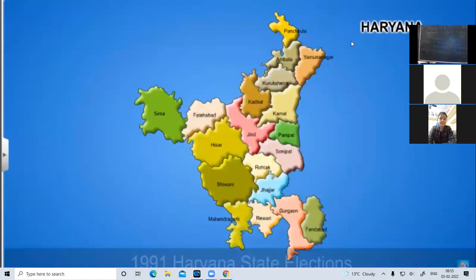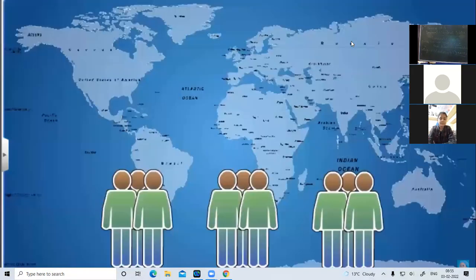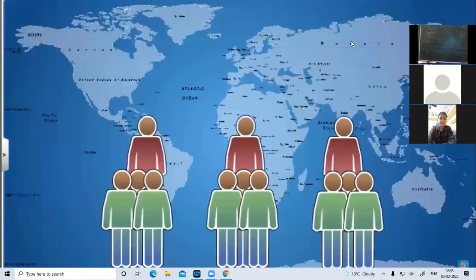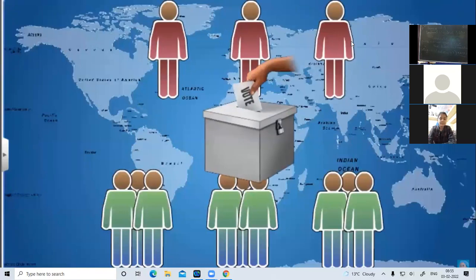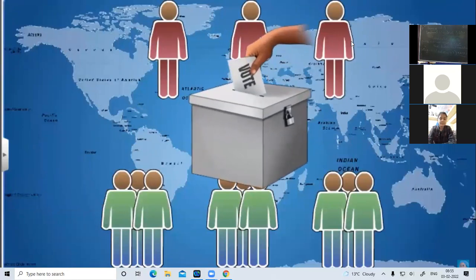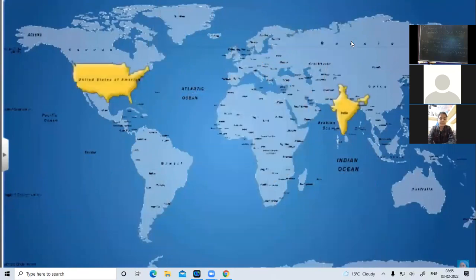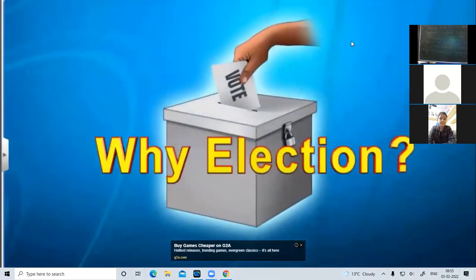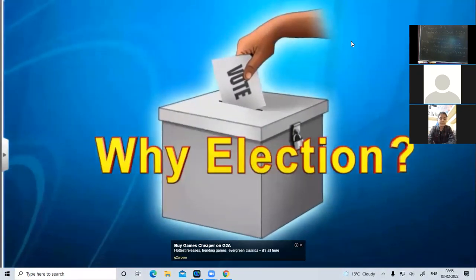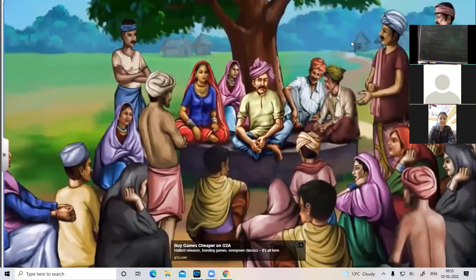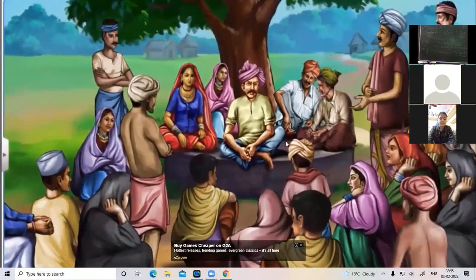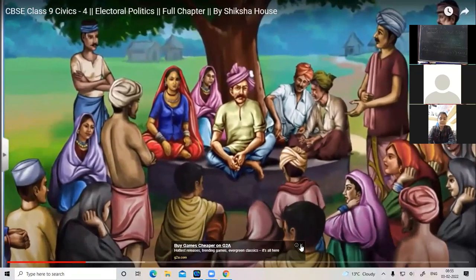We learned that people in more than 100 countries all over the world select their representative through elections. Some of these countries are democratic, while some are not. What's the need for an election in a democracy? Firstly, we need to appreciate that in a larger community, it is not possible for all people to sit together regularly and decide on various matters of concern.